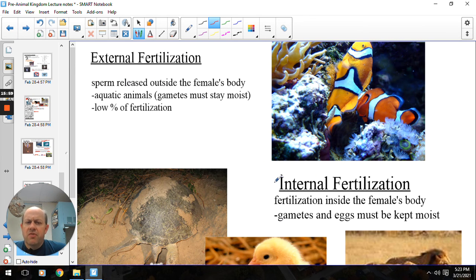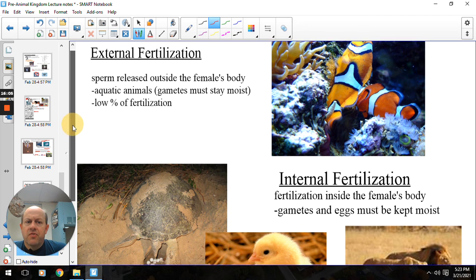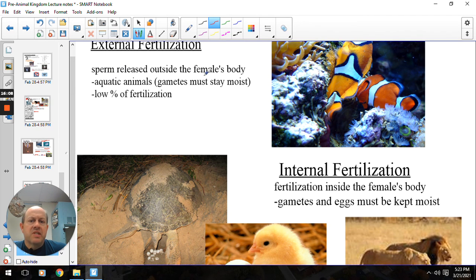External fertilization versus internal fertilization. So both would be sexual reproduction. But in external fertilization, the sperm is released outside the female's body. So the female has lots of eggs. She releases them. The male has the sperm. He releases them. And we're hoping that the sperm will swim towards the egg. Hoping doesn't usually cut it. This is a really low percentage of success rate for fertilization.